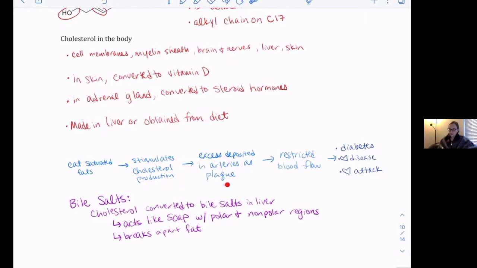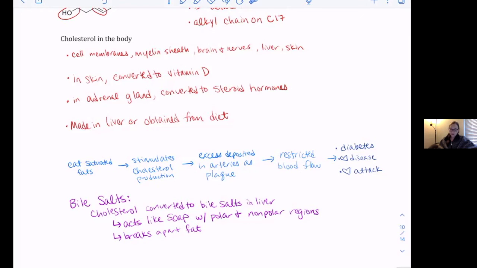Any excess cholesterol that your body doesn't need is deposited in your arteries as plaque, and that restricts your blood flow. That's what you hear about with your arteries getting smaller and smaller. That's the cholesterol piling up, and that puts you at risk for things such as diabetes, heart disease, or heart attack.